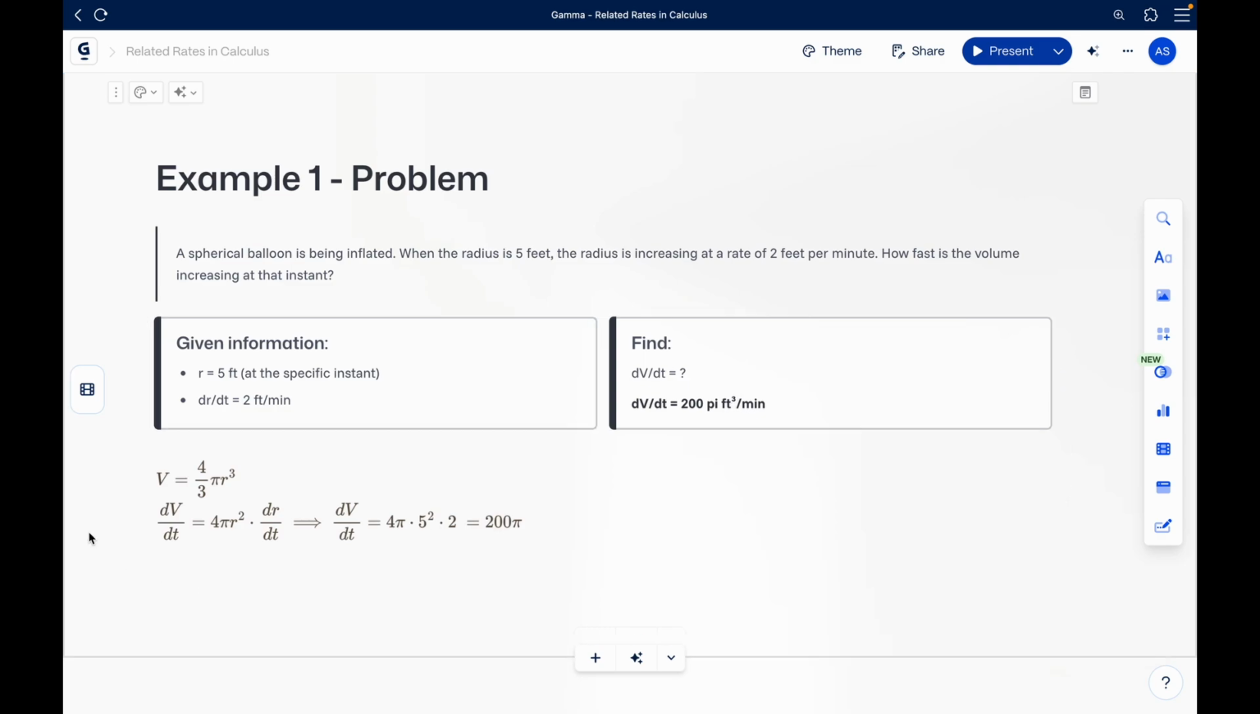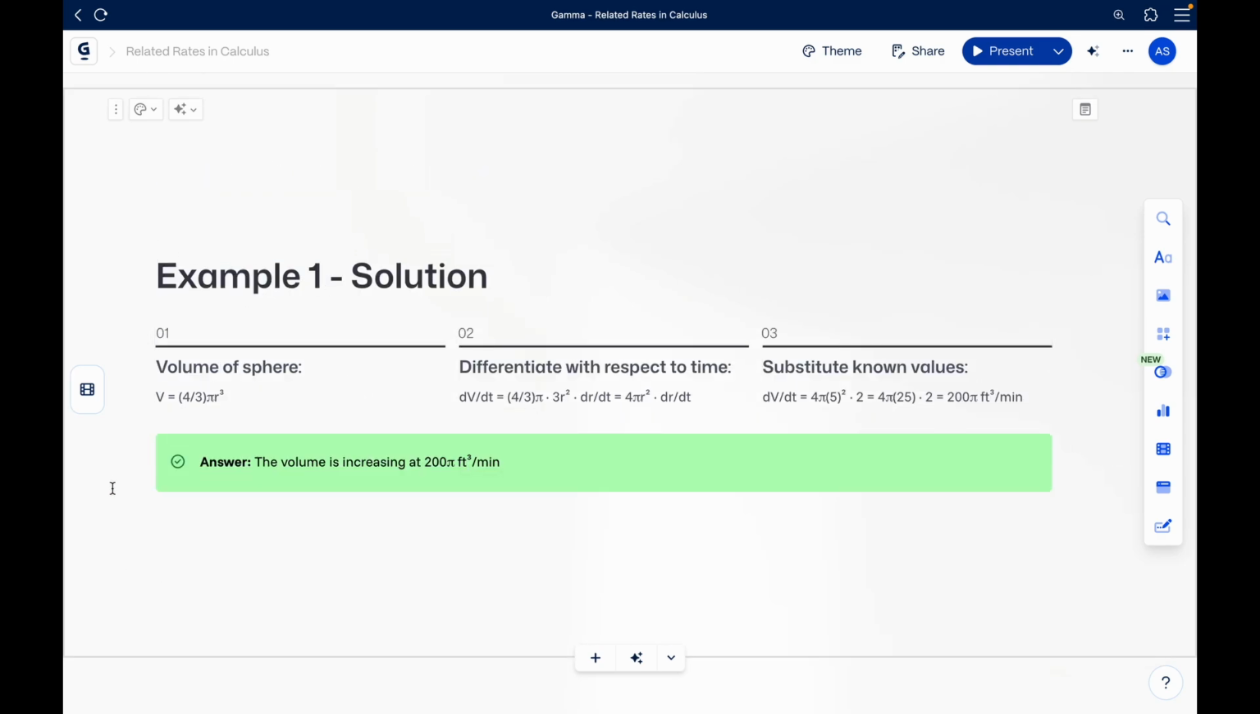Very big difference. Our solution also shows a very similar thing. So the volume of the sphere is 4/3 pi r cubed. Then we differentiate, substitute, and solve for our values.